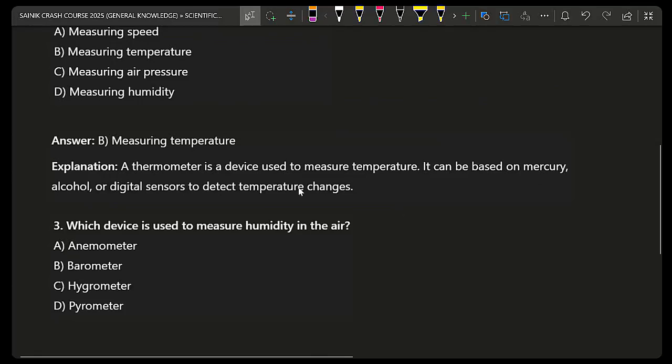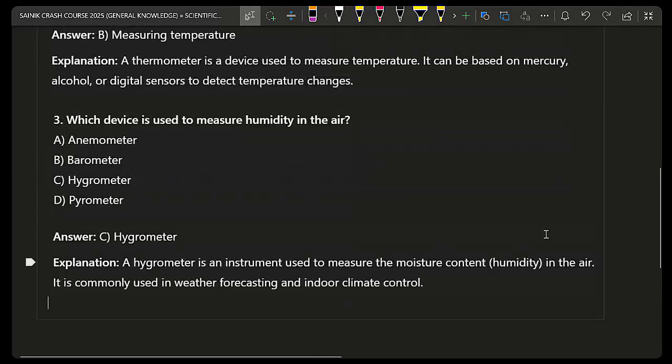Option C. A hygrometer is an instrument used to measure the moist content. Moist content means humidity, how much water is present in the air. It is commonly used in weather forecasting and indoor climate control. Next question.